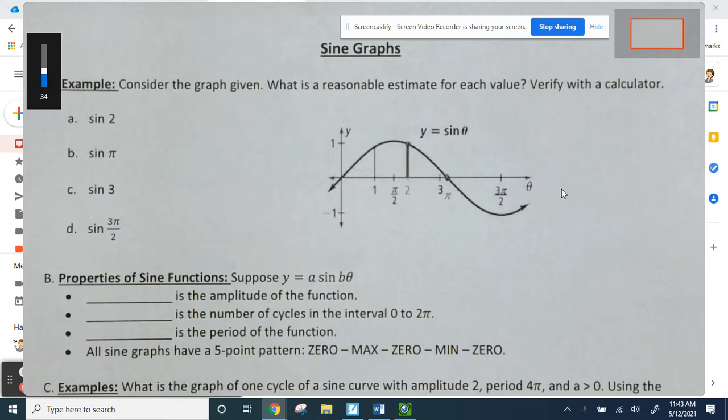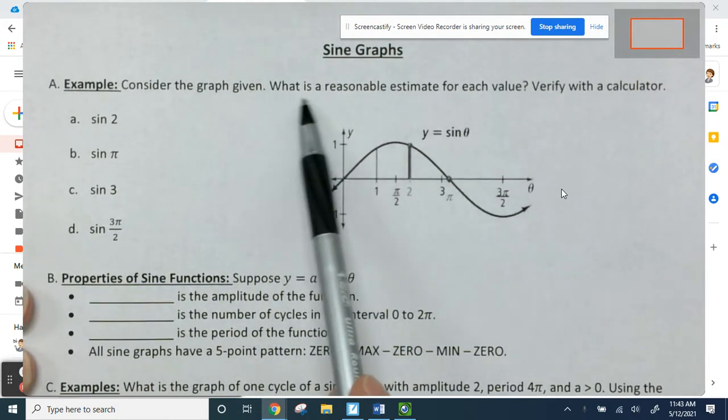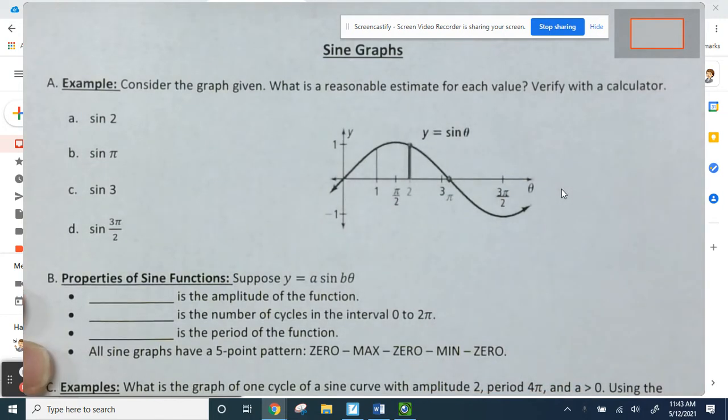Hey guys, today we're going to look at sine graphs and how we would create a sine graph. So we're going to start by looking at this given example that I have here. And it says, what is a reasonable estimate for each value? And you can verify with a calculator.